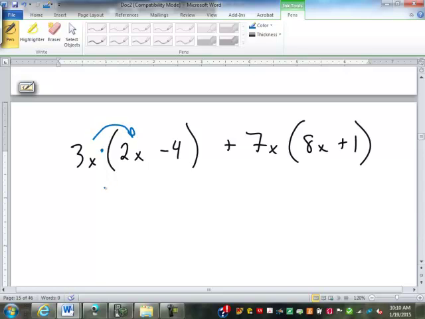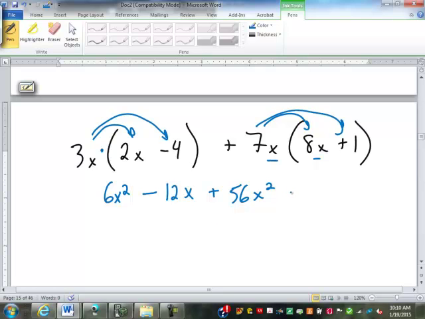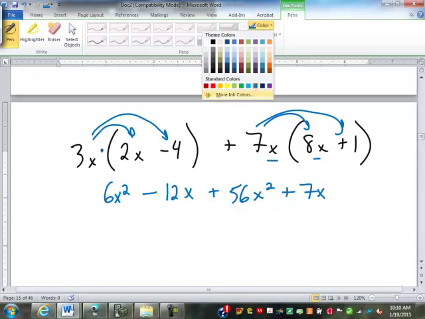So 3x times 2x is 6x squared. 3x times negative 4. 3 times negative 4 is a negative 12. And that's just the x. Now over here, 7x times 8x. Well, 7 times 8 is 56. X times x is x squared. That's positive, so I'm going to put plus in front of it. 7x times 1 is 7x, again positive, so I put a plus in front of it.